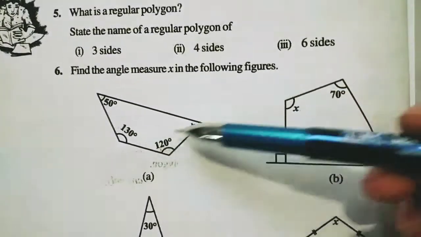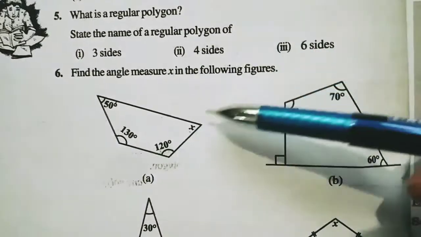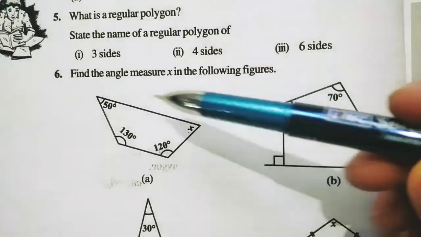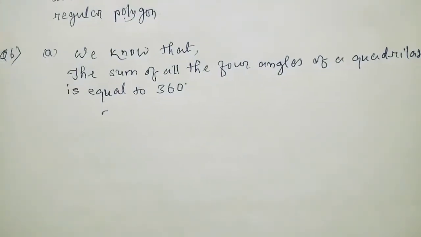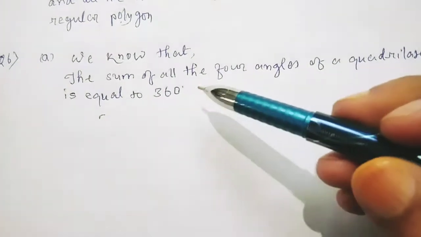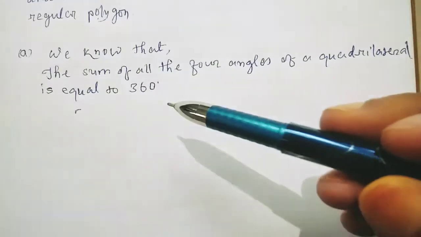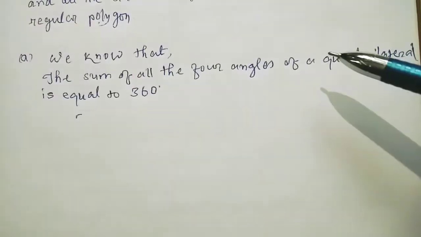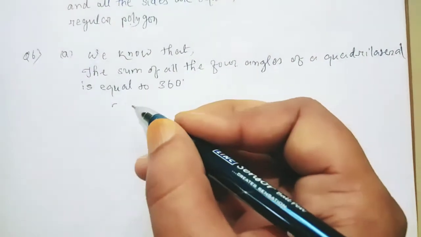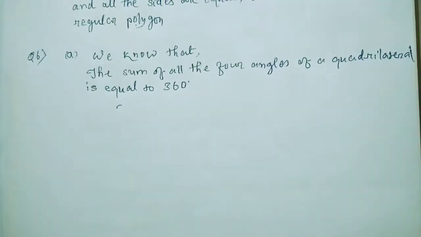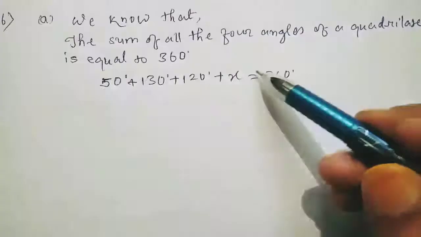Here the quadrilateral has how many angles? 4 angles: 1, 2, 3, 4. So the sum of all the 4 angles is equal to 360 degree. You have to apply that formula here. So students, in question number 6a, we know that the sum of all the 4 angles of a quadrilateral is equal to 360 degree. You have to write this statement first of all. After that only you start. Then write the values of all the angles. What are the given values? You have to see the figure.